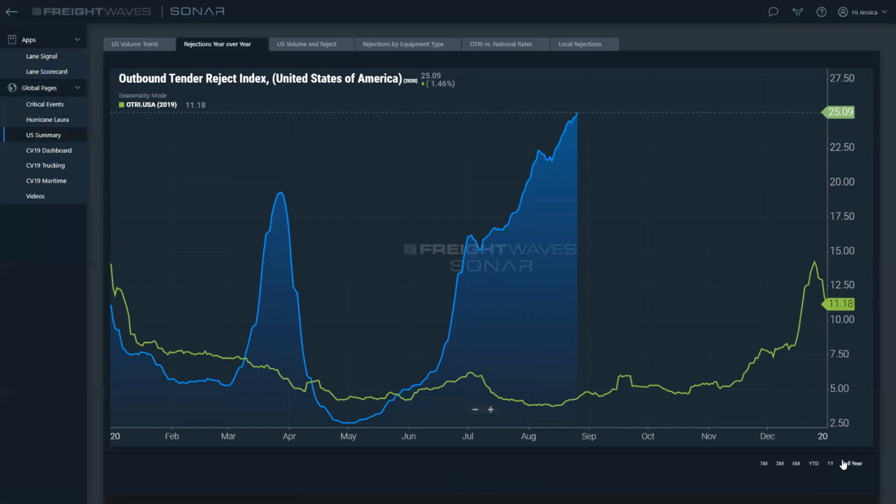And where we're at today in the nation is 25%. So 1 in 4 loads in the country are being rejected right now. And that number just keeps slowly climbing up there. You can see based on last year, we were hovering around that 5, 6, 7%, and we are up to 25%. So that means there's tight capacity out there. People are rejecting freight, which means rates are going through the roof.